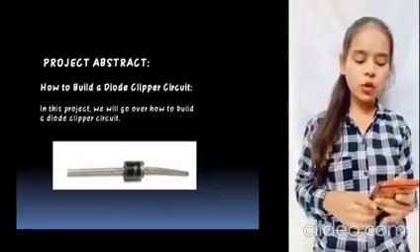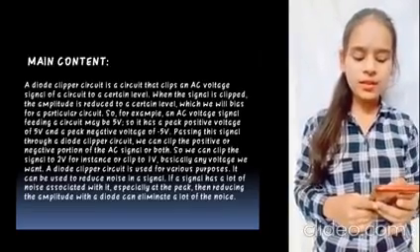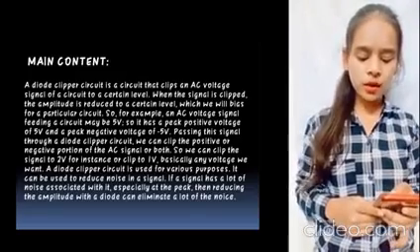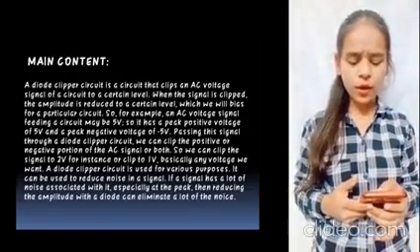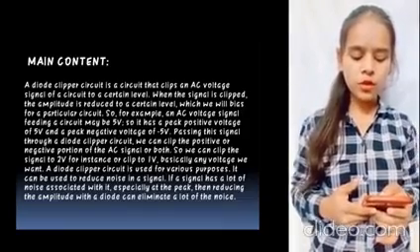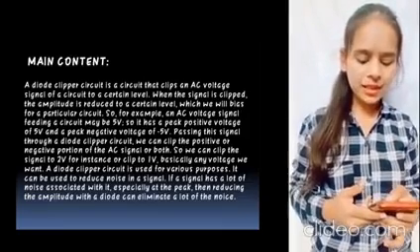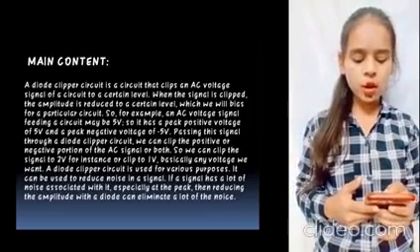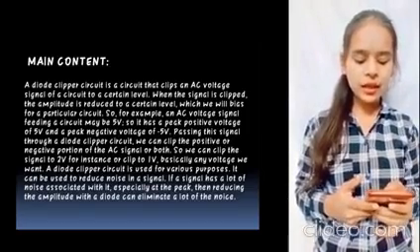In this project, we will go over how to build a diode clipper circuit. A diode clipper circuit is a circuit that clips an AC voltage signal to a certain level. When the signal is clipped, the amplitude is reduced to a certain level, which we will bias for a particular circuit. For example, an AC voltage signal feeding a circuit may be 5V, so it has a peak positive voltage of 5V and a peak negative voltage of minus 5V. Passing this signal through a diode clipper circuit, we can clip the positive or negative portion of the AC signal or both. We can clip the signal to 2V, for instance, or to 1V. Basically, any voltage we want.